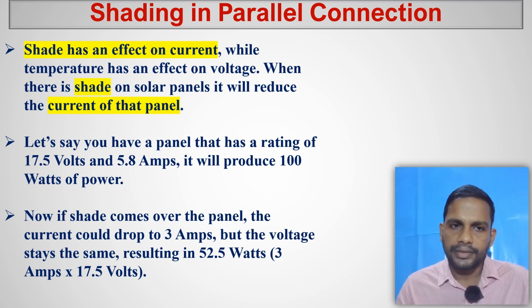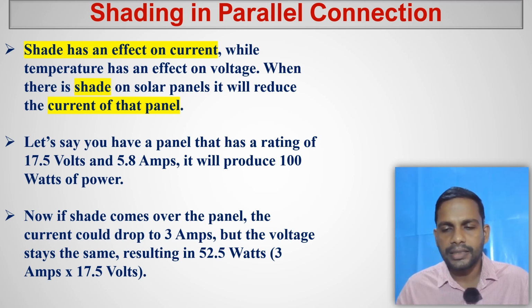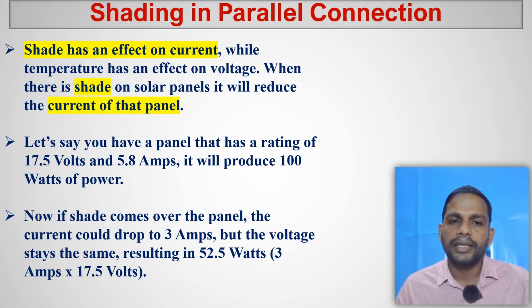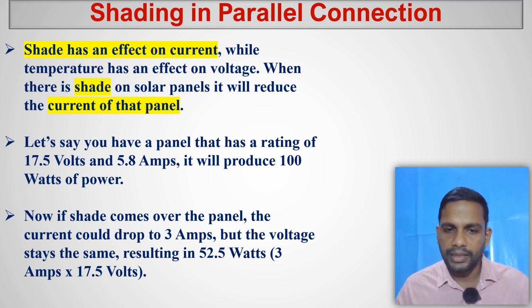Shading in parallel connection. As we said, shading in series connection definitely is a big problem, but in parallel connection we will not have much problem. So shading has an effect on current, while temperature has an effect on voltage. When there is shade on the solar panel, it will reduce the current of the panel. Okay. So let's say you have a panel rated at 17.5 volts and 5.8 ampere. It will produce 100 watts of power as in the previous example. Now shade comes over the panel and current reduces to 3 ampere, resulting in 52.5 watts.